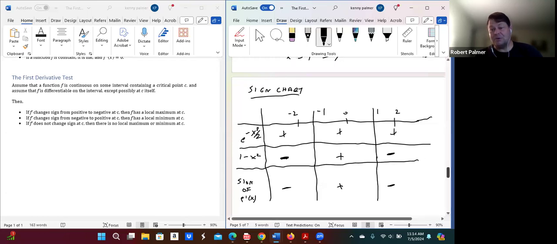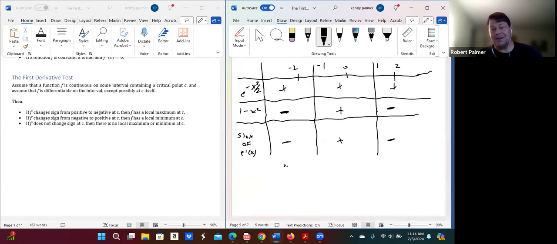So that tells us what our function is doing here. It's decreasing here, increasing in the middle, and then decreasing here again. So where it's increasing is the interval between negative 1 and 1. Now let's put the decreasing over here. Decreasing is from negative infinity to negative 1, and then again from 1 to infinity.